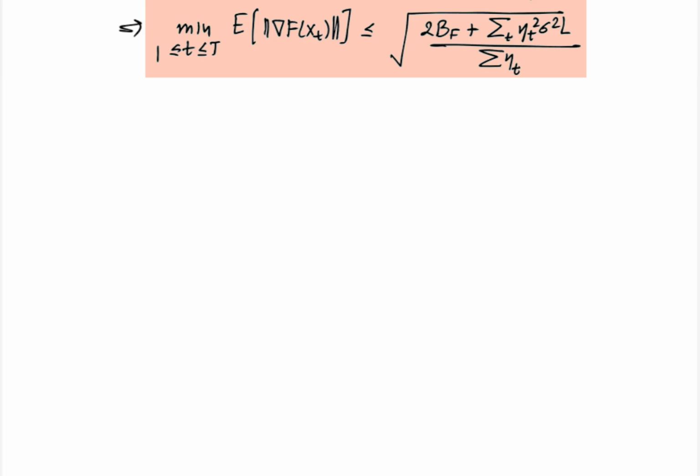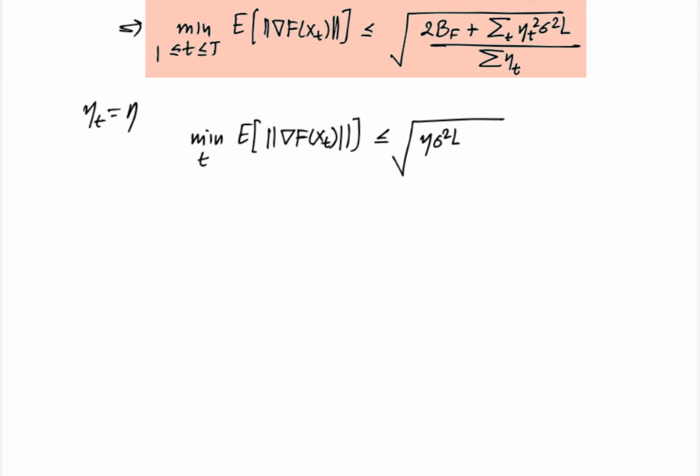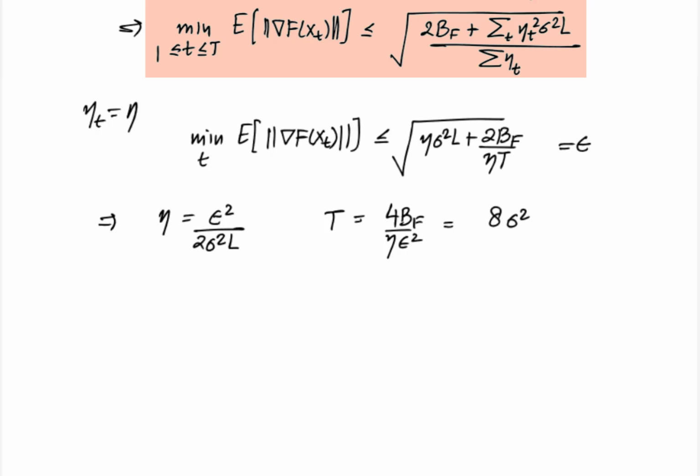First we consider the case when eta_t is equal to eta for some eta. Then we get that the minimum over t of the expected value of the norm of the gradient of f of x_t is less than or equal to the square root of (eta sigma squared L plus 2 b_f by eta T). So if we equate this to epsilon, we will obtain that eta is equal to epsilon squared by 2 sigma squared L, and T is equal to 4 b_f by (eta epsilon squared), which is equal to (8 sigma squared L b_f by epsilon squared) raised to the power 4. So this is the required oracle complexity bound.